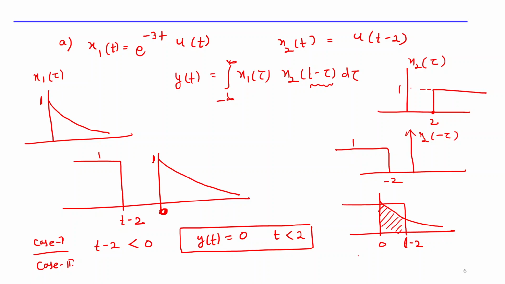I am saying, sir, t minus 2 is greater than 0. Let's say this t minus 2 point is on the right hand side. Now there is a common region, from 0 to t minus 2. So the integration limit is 0 to t minus 2. What is your first signal? First signal is e to the power minus 3 tau, because already you have changed the variable to x1 of tau. And the second signal's amplitude is 1, this height is 1, and d tau. You need to solve it to find the answer.